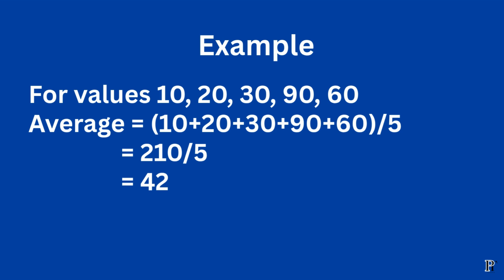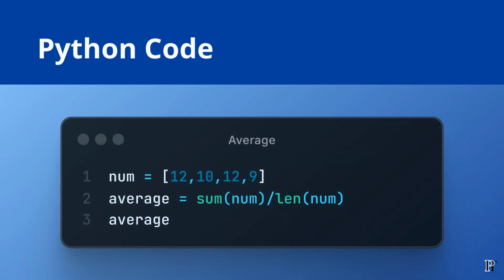Let's see a quick Python code example. Let's calculate the average using Python. We will create a list of numbers. So here we have a list. These are the numbers which we have. We have a sum function.